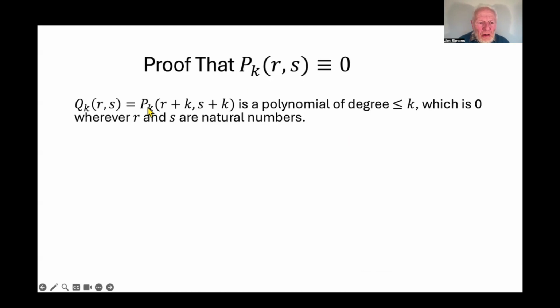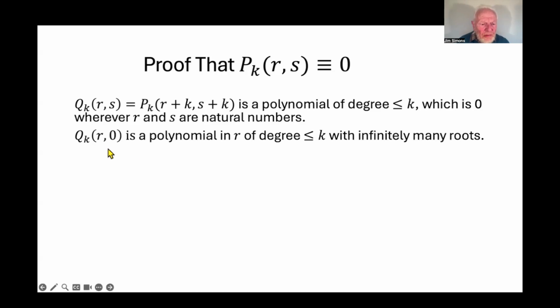Okay. So we start with this polynomial. And the first thing we do is we form a new polynomial by adding k to all of the parameters. So if you like, that's shifting the graph of p_k down and to the left, which means it's shifting all the roots down and to the left. So now it's still a polynomial of degree at most k, but it's now zero whenever r and s are natural numbers. And if you don't like the graph shifting idea, just look at it this way: if r and s are natural numbers, then these parameters are natural numbers whose sum is greater than k. So it's definitely right.